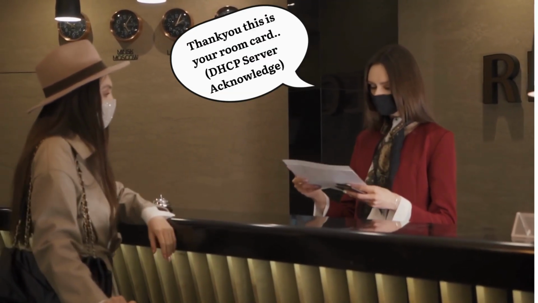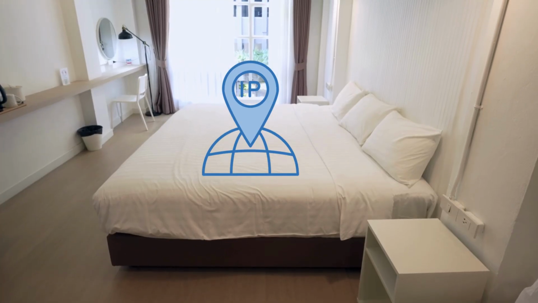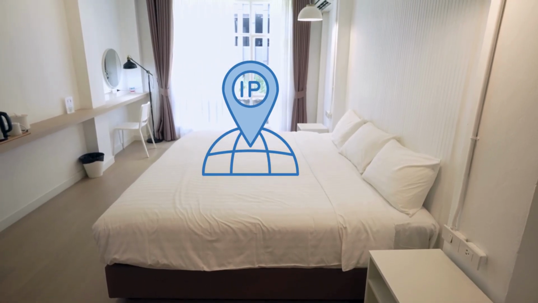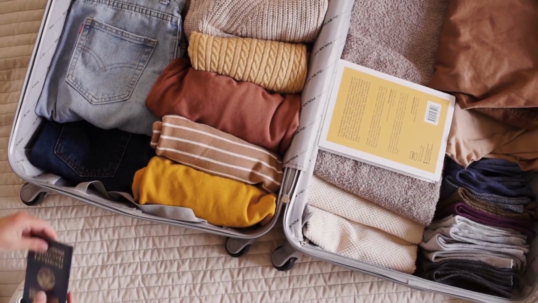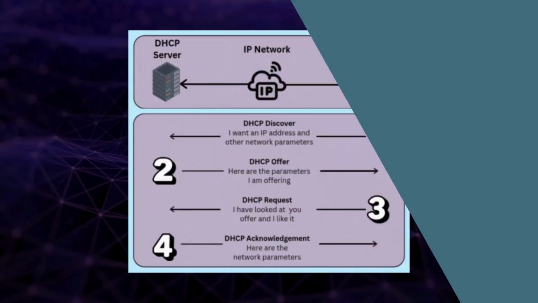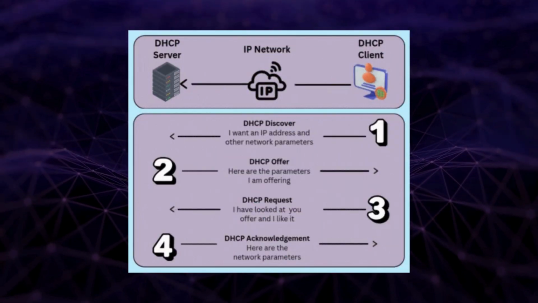The front desk confirms your check-in: Acknowledge, and you're good to go. The room, the IP address, is yours for a set time, the lease duration, and when you check out, the room goes back into the available pool for the next guest. This automation is what makes large networks simple to manage.